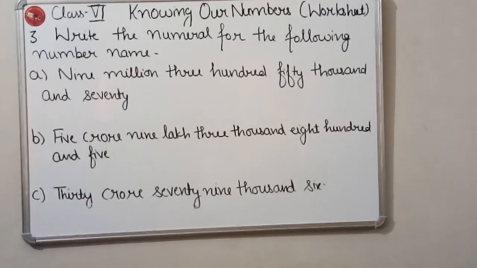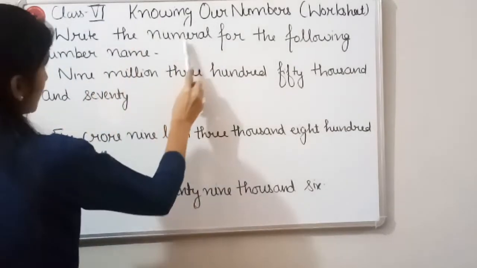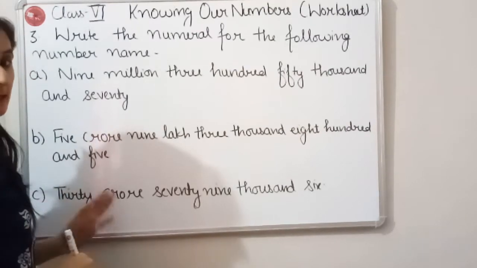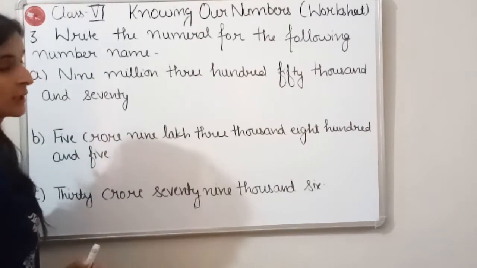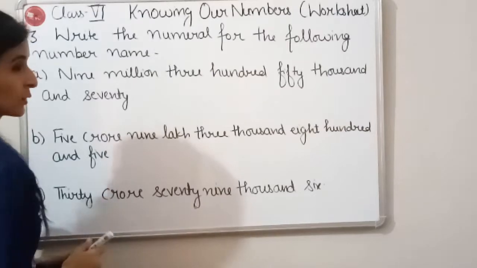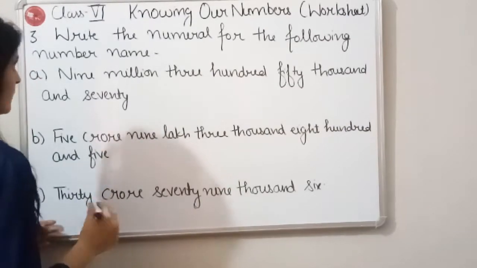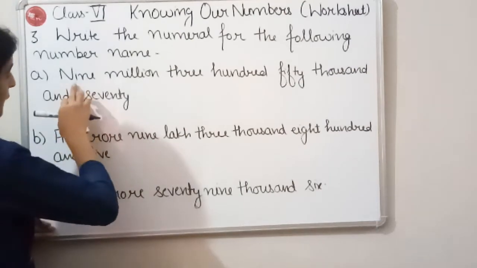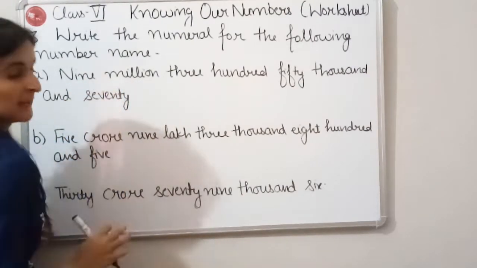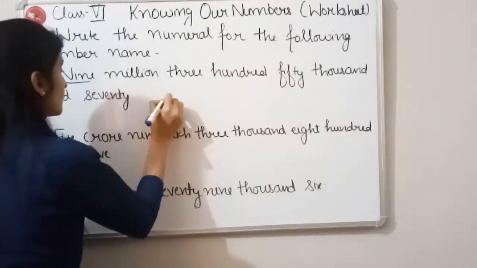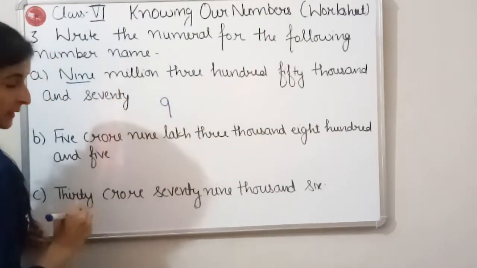Now our next question, question number 3, is: write the numeral for the following number name. Now we have been given the number names and we have to write down the numeral. So children, just look at this method to write the numeral with the given number name. First part is 9 million. Firstly there is 9, so I am writing 9 here.